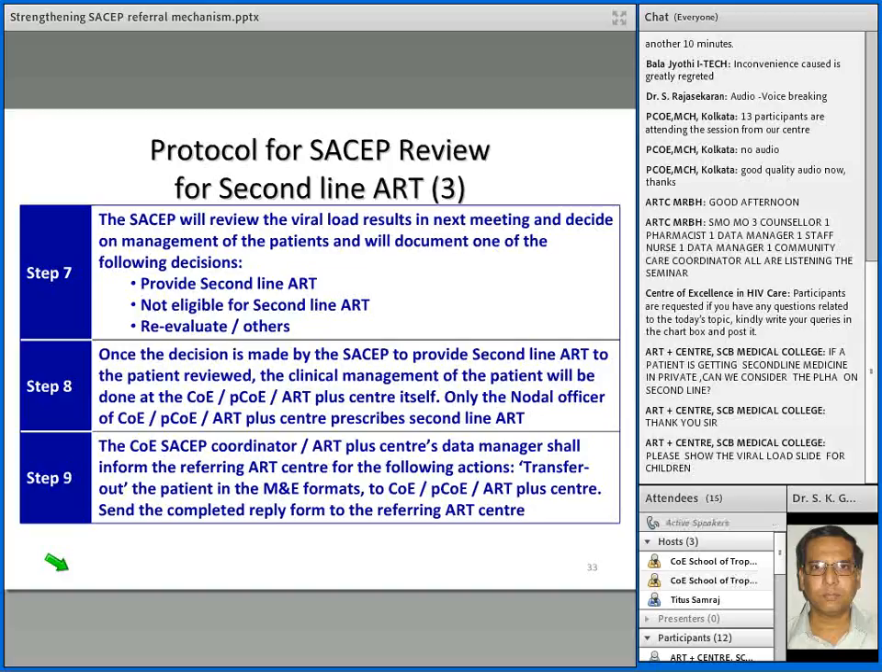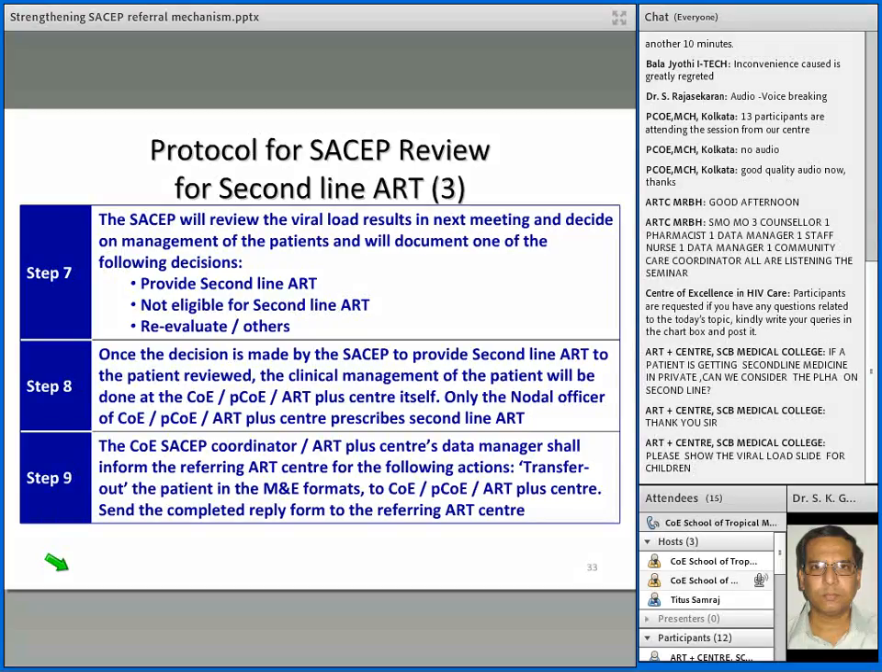Provide second line ART, eligible for second line ART at the point, or re-evaluate the patient. If it is 5,000, then the CD4 and the viral load test has to be repeated after 3 months in case of adults, and if the viral load is less than 100 copies, then the test has to be repeated after 6 months, and then it should be repeated after 2 months.